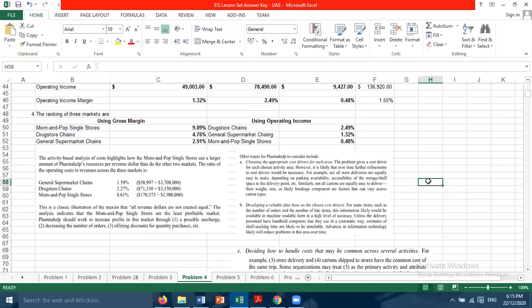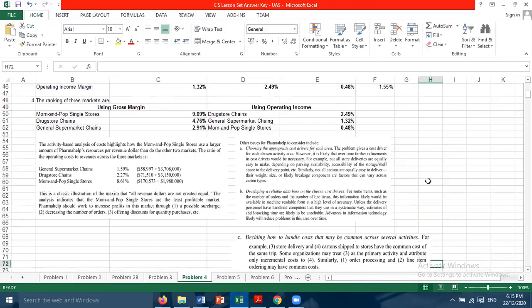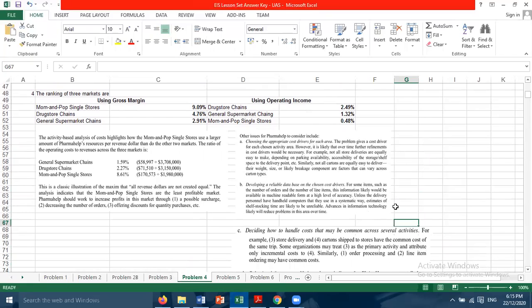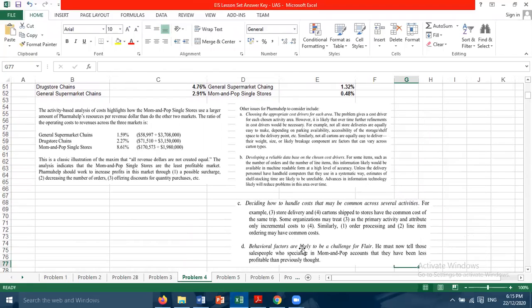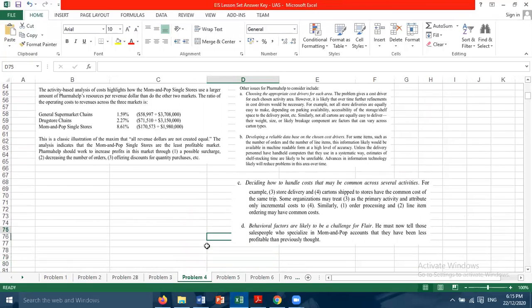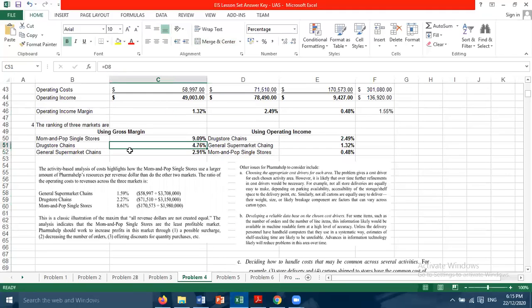Then here we can highlight or give some recommendations on what Pharma Health should consider. In this case, Pharma Health could consider choosing the appropriate cost drivers, developing a reliable database, and deciding how to handle costs that may be common across several activities, as well as making sure we account for behavioral factors. Okay, so that's practically what to do when we comment on the result. But mainly you guys just need to highlight that in fact, mom and pop single stores use more resources than what it seems to be, as we can see here.